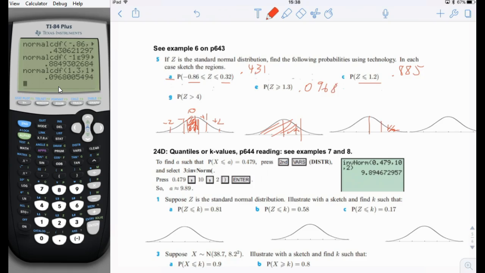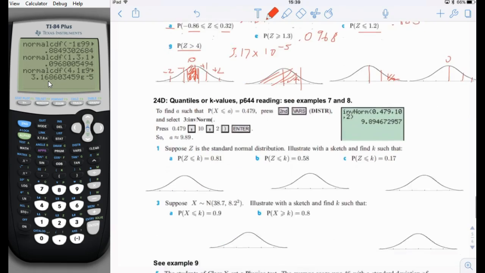Okay. And then last one, Z is greater than 4. This is really hard to draw because if you look at it, here's 0, here's 1, here's 2, 4 is off the screen, so you can't really even draw that. Obviously, this is going to be super small. So we're going to put 4 as the lower limit, right, because Z is greater than 4. The upper limit is infinity, and then we paste. Wow, look at that. This is scientific notation with e to the -5. It's 3.17 times 10 to the -5. Okay? Alright, let's move on to the last section, 24G.